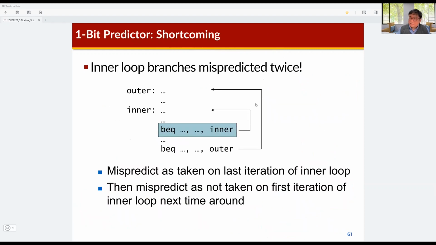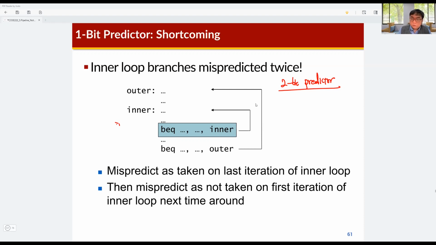And then I said that we can use two previous events of the branch instruction. That means we can use a 2-bit branch predictor. A 2-bit predictor means that for this branch prediction, we monitor two previous results of a certain branch instruction.